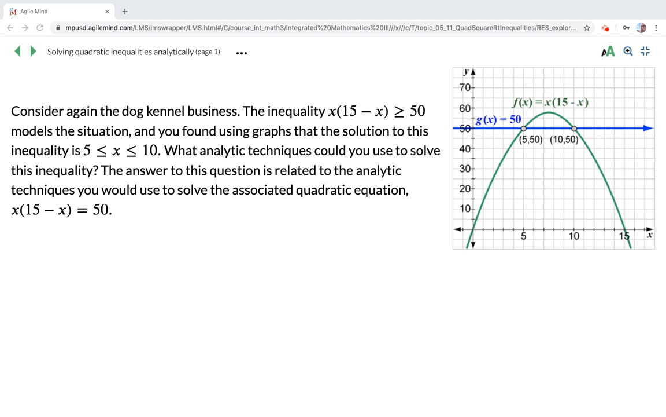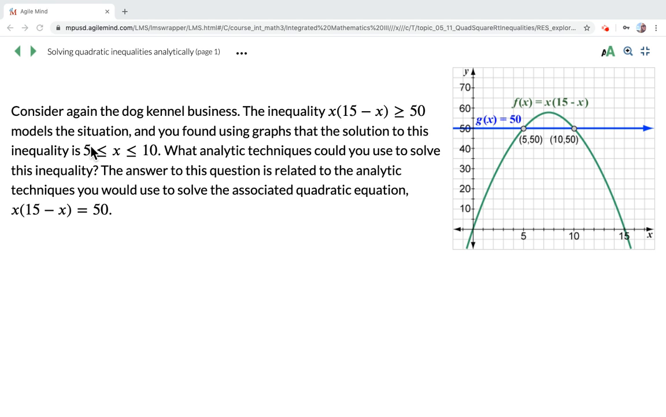Welcome to lesson 11-3, where we're going to continue solving quadratic inequalities. Now, before we get into inequalities, we were doing this last lesson, right? We had x times (15 minus x), and we said it was greater than or equal to 50. And we did a really great job modeling the situation. And we used graphs to find that our solution was 5 is less than or equal to x is less than or equal to 10.